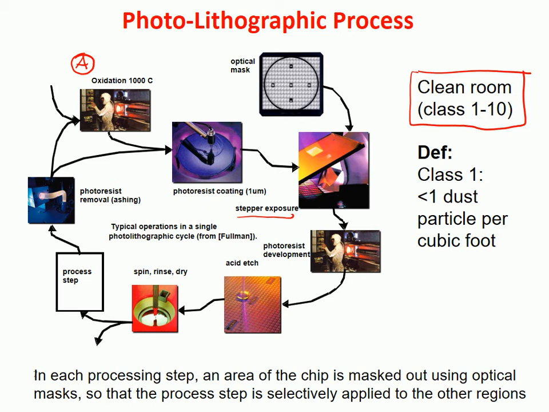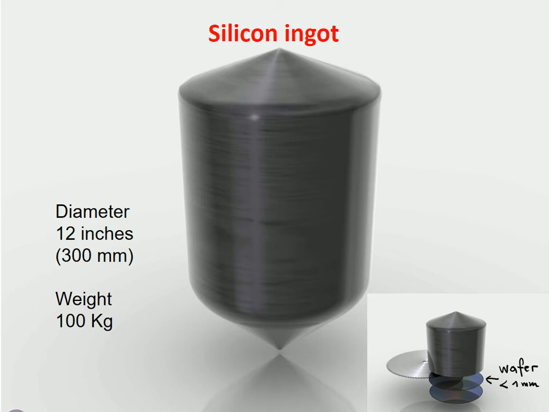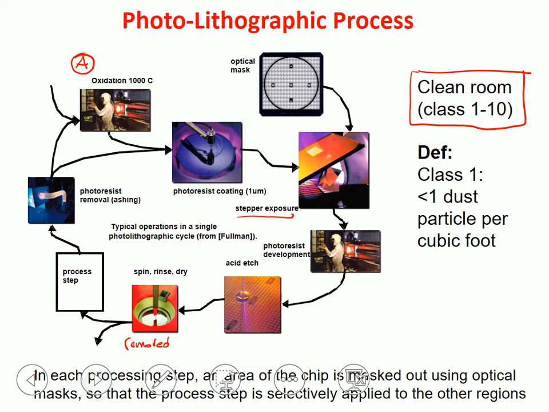Essentially, we have closed the step, because after photoresist development we make this acid etching in order to remove the silicon oxide, and then we can remove the hardened resist.